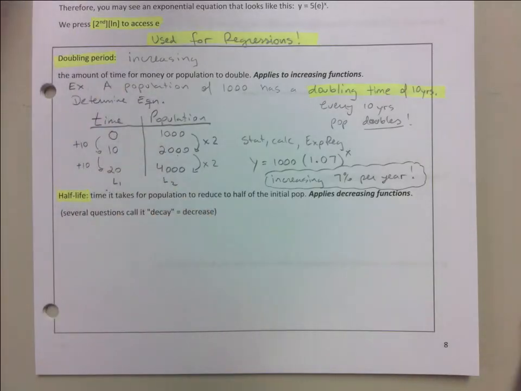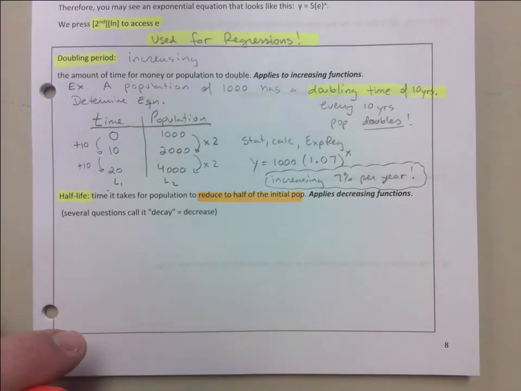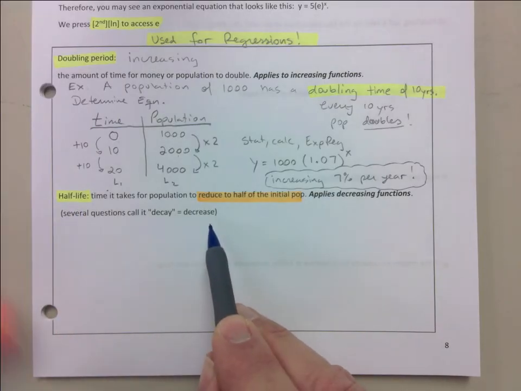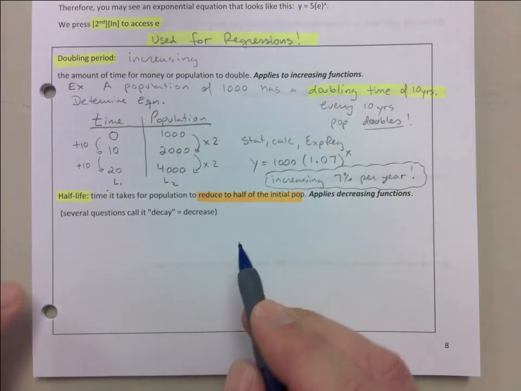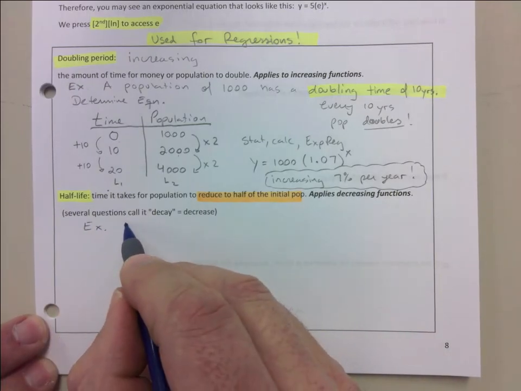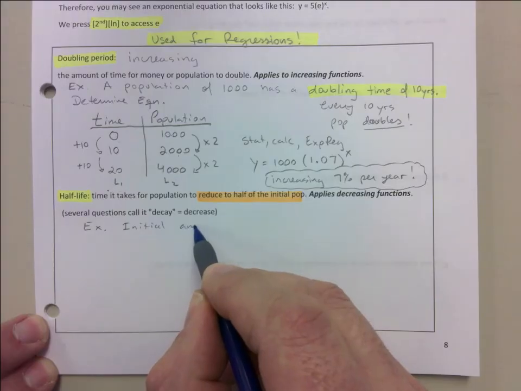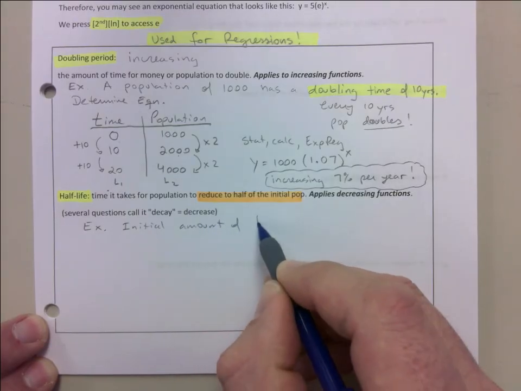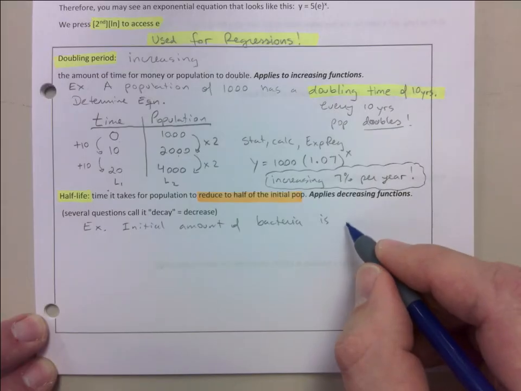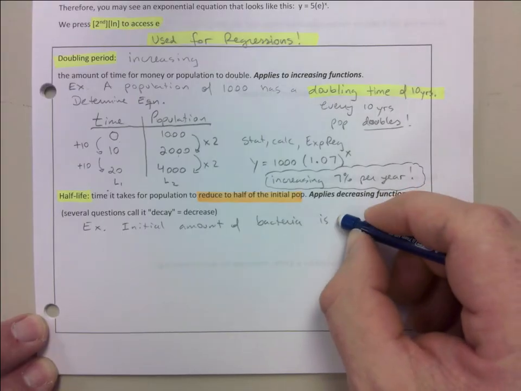Okay, how about half-life? Time it takes for the population to reduce to half its initial population. Half-life is also linked to decay or decrease. Things are going down, okay? So basically, example here. Initial amount of bacteria is, let's go 5,000. No, I'm going to use a nice round number. Let's use 8,000.